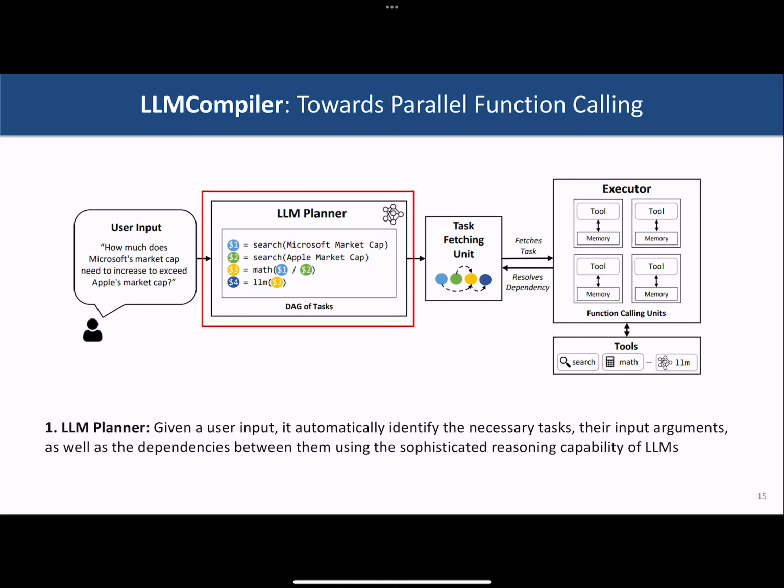So here in this case, when the user had asked about the ratio between Microsoft's market cap and Apple's market cap, your planner will be able to decompose this into 2 different search tools to search for the market cap of these 2 different companies, and then subsequent mathematical operations so that we can get the ratio out of the market cap results that we got back from the search tool. And then potentially an LLM that can summarize the overall results and get back to the user.